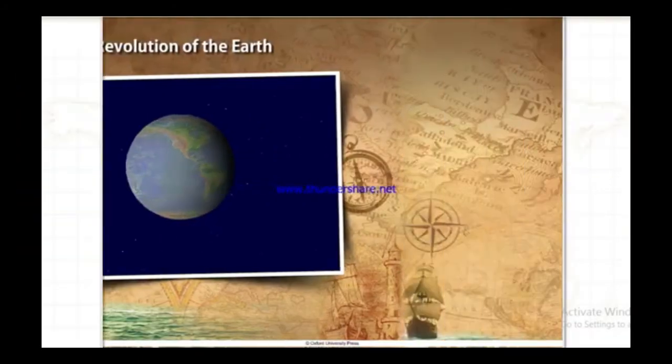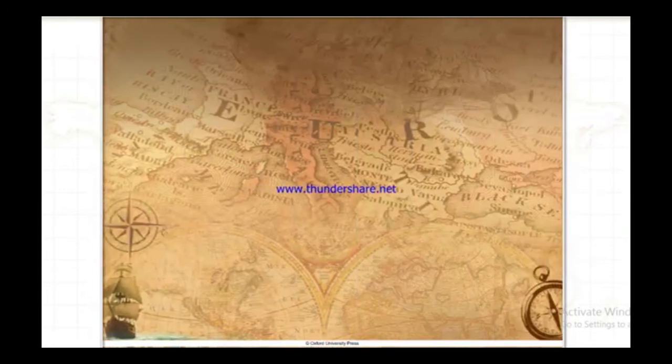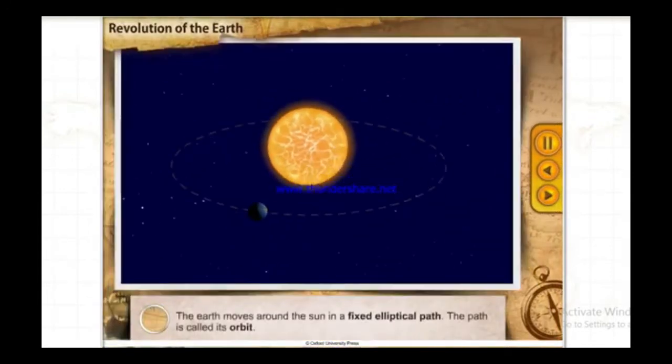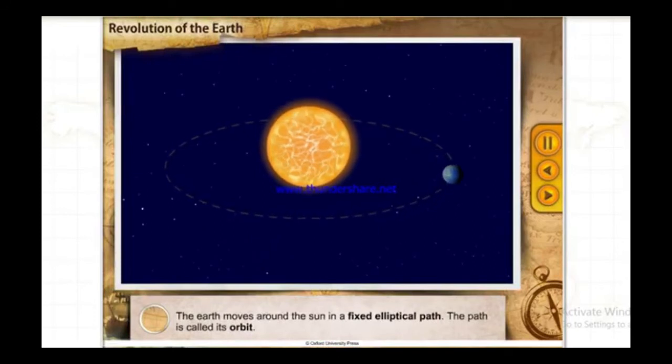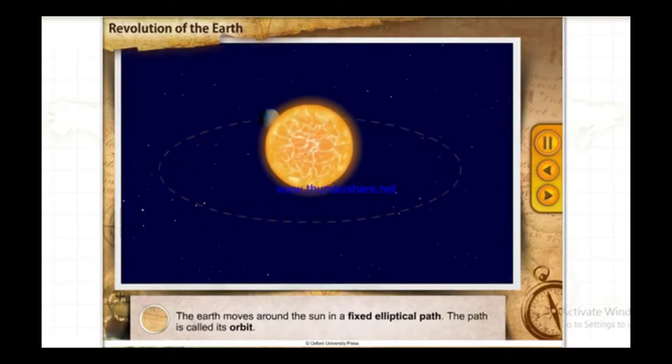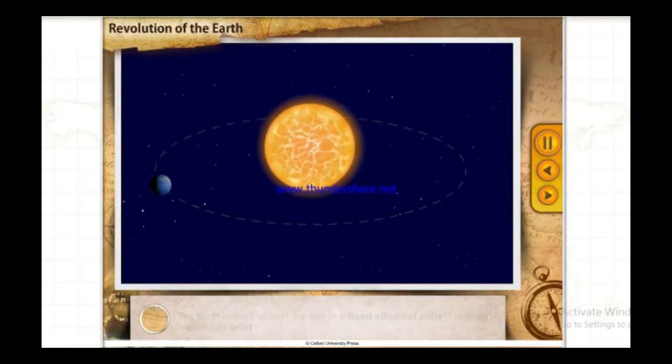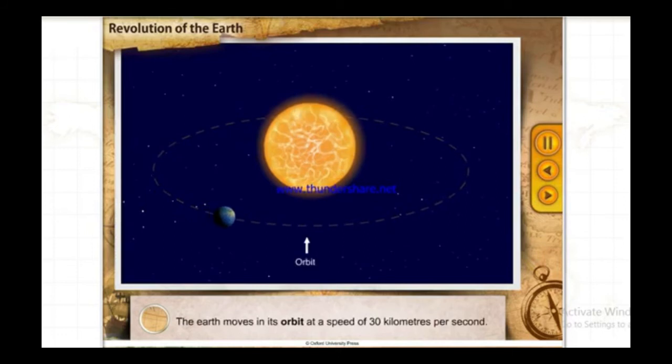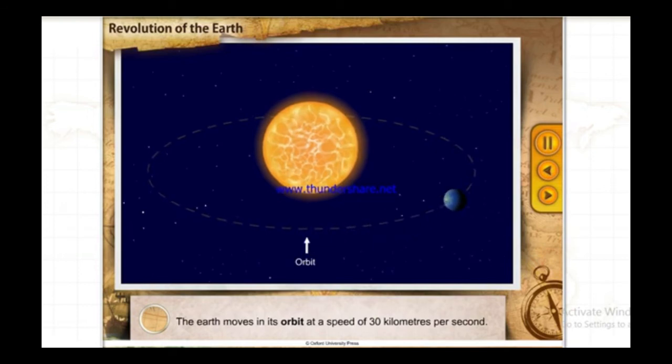Revolution of the Earth. First point, the movement of the Earth around the sun is known as its revolution. The Earth takes 365 days, 5 hours, 48 minutes and 45 seconds to complete one revolution. Number 3. From west to east, the Earth revolves at the speed of nearly 30 km per second.